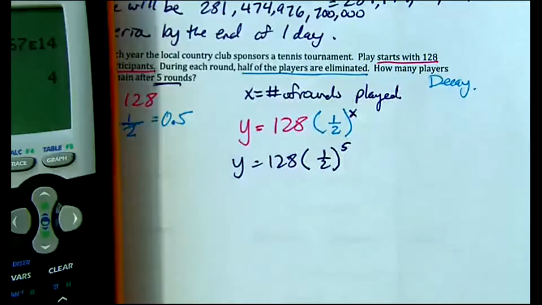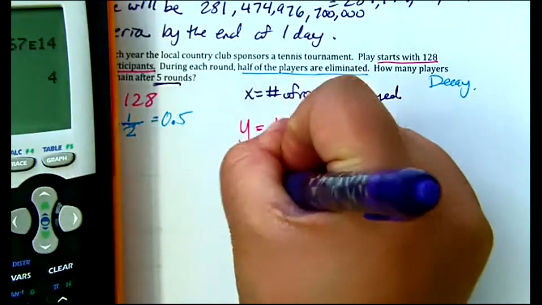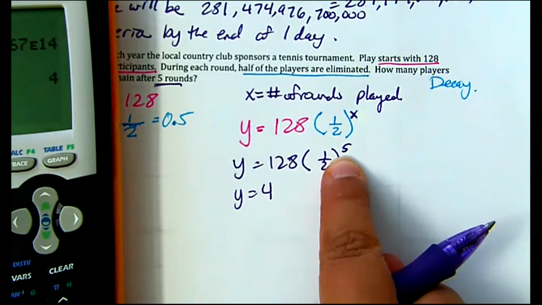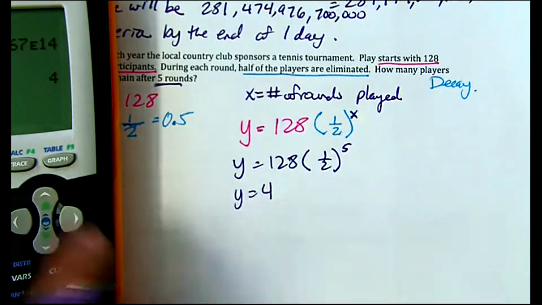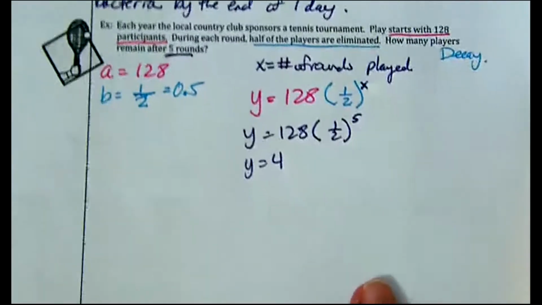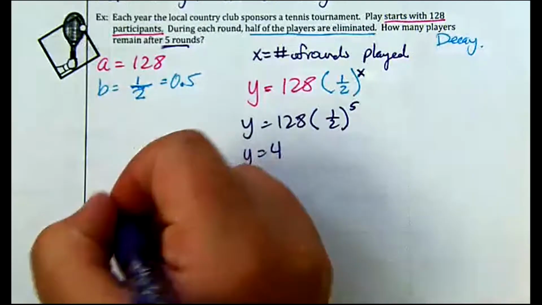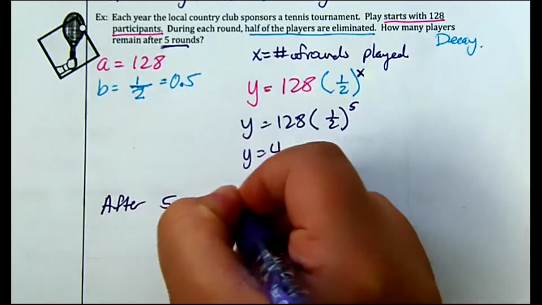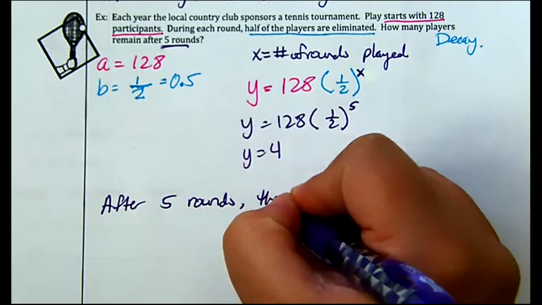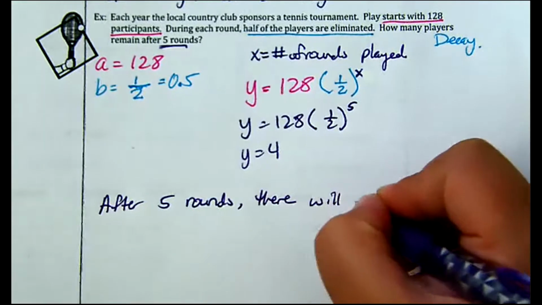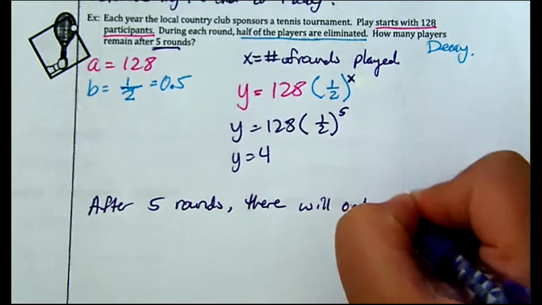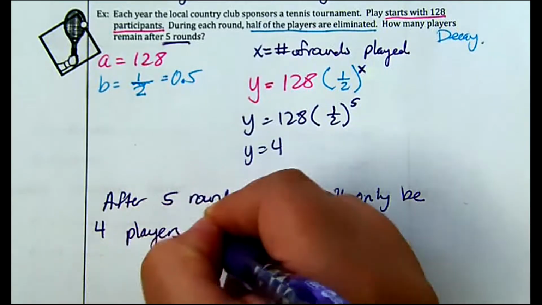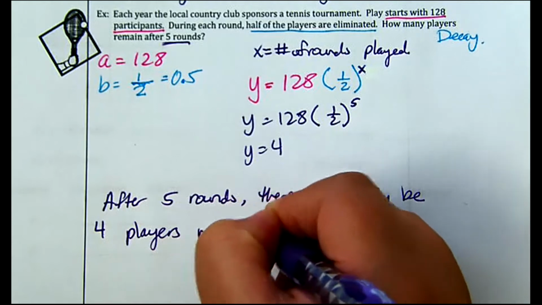So we get that y would equal 4, which means that after 5 rounds, there will only be 4 players remaining. So essentially, we'll be in the semifinals, right? After 5 rounds, there will only be 4 players remaining.